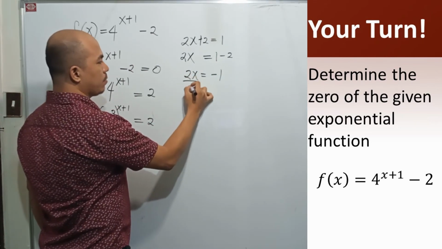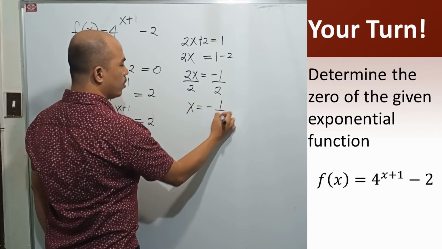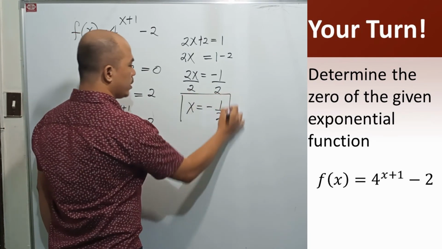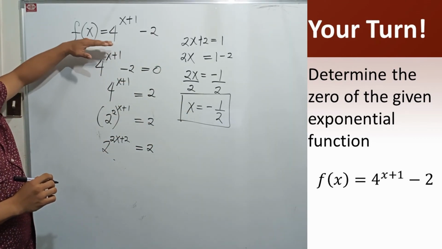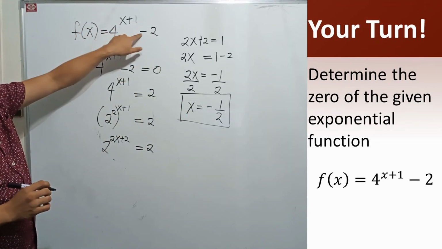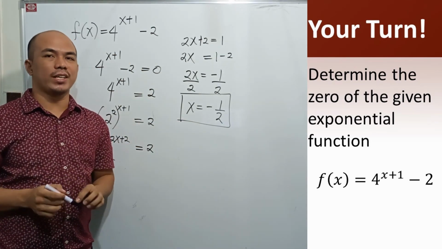Then, we are going to divide both sides by 2. So, our x is equal to negative 1/2. So, this is the zero of our given function. F of x is equal to 4 raised to x plus 1 minus 2. So the zero is x is equal to negative 1/2.